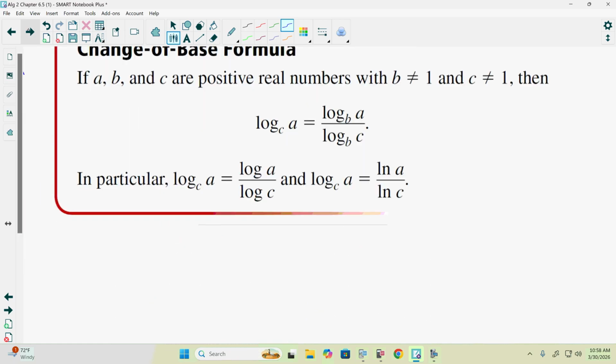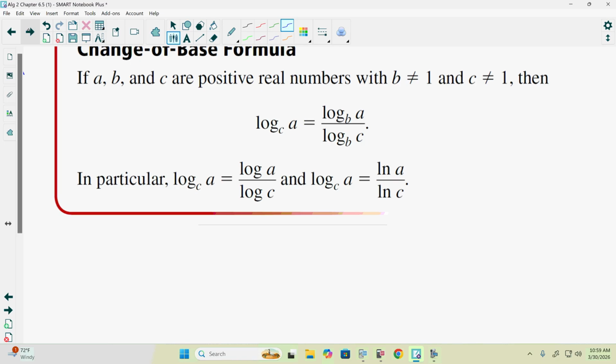Now the next property is actually very helpful, and it's called the change of base. Change of base. Log base b of m is equal to log of m over log of b, which is actually equal to the natural log of m over the natural log of b. And according to the change of base formula here, we can change the base to whatever we want it to be.